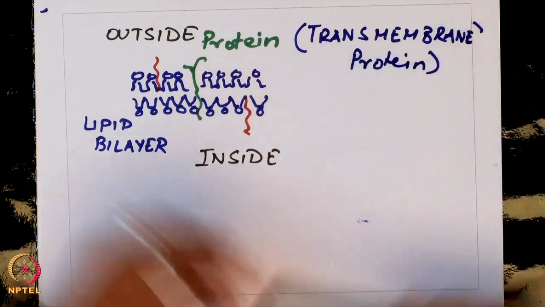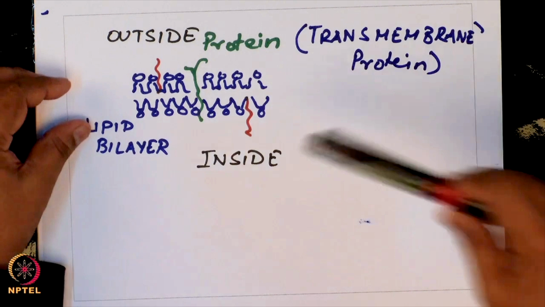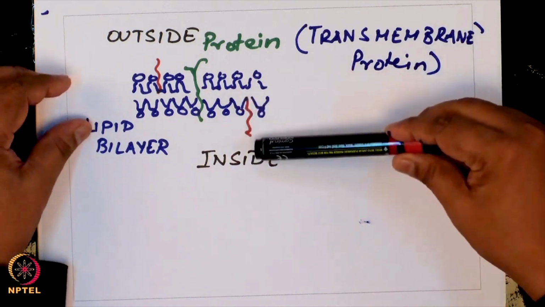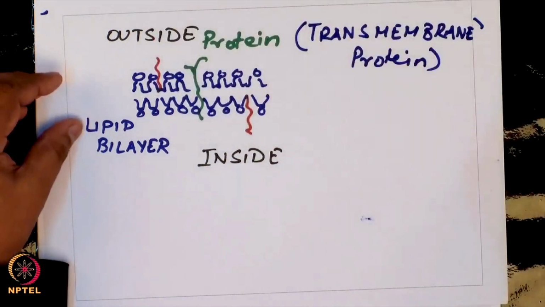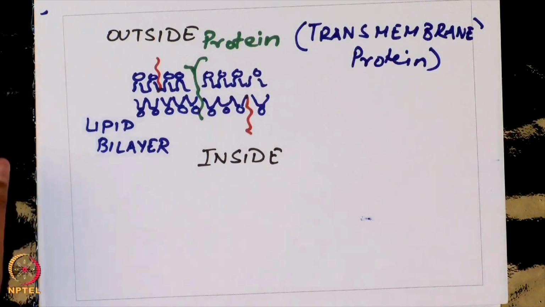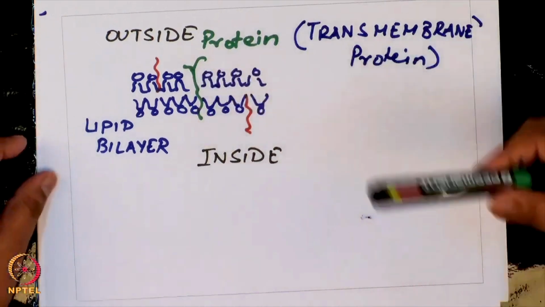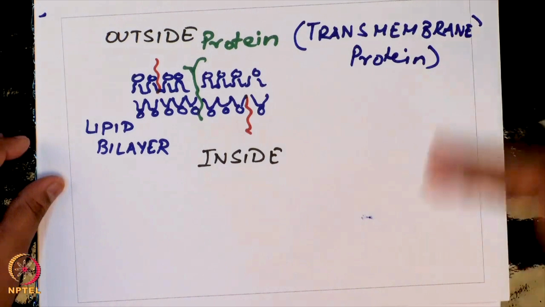But you can have proteins which are either sequestered to the inner leaf of the lipid bilayer or the outer leaf of the bilayer. These transmembrane proteins are the ones which actually talk or interact with the extracellular space. The extracellular space might have other proteins or molecules which are secreted by other cells, and they are freely diffusing in the extracellular space.